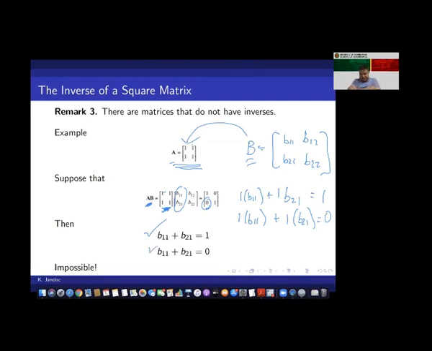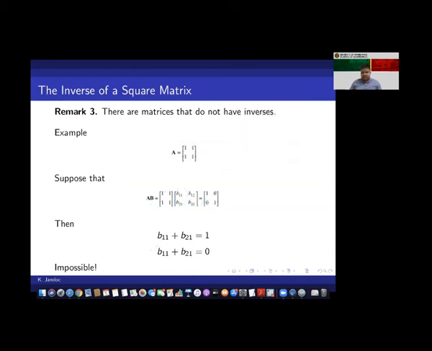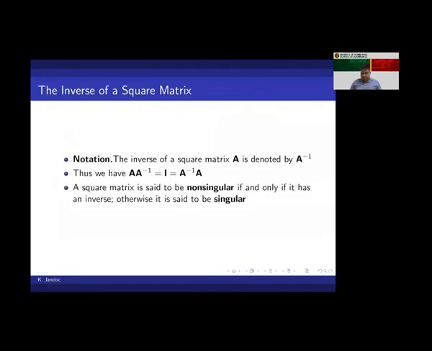Now, notice that B11 and B21 are the same numbers. So it's impossible that the sum of those two numbers can be simultaneously 1 and 0. It's just impossible. So for matrix A, no inverse exists because there is no matrix that would satisfy this property that if you multiply it with matrix A, it will yield the identity matrix. Good. So the lesson is that not all matrices are invertible.